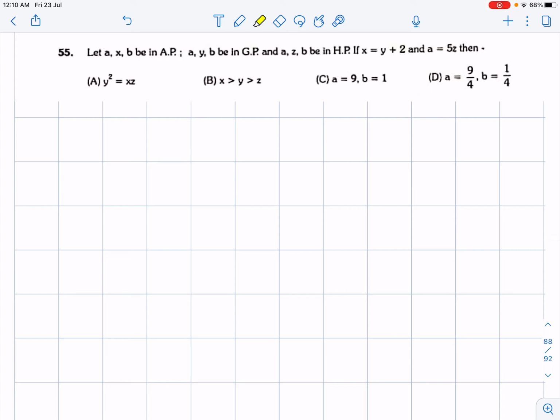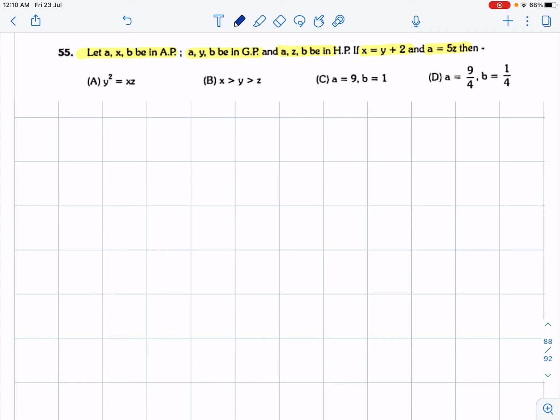Here I came up with the 55th question written on the screen. Let a, x, b be in arithmetic progression, a, y, b be in geometric progression, and a, z, b be in harmonic progression. x is equal to y plus 2, a is equal to 5 times z. Then they are asking for the relationship. Some options are given, and we have to see which one is right.